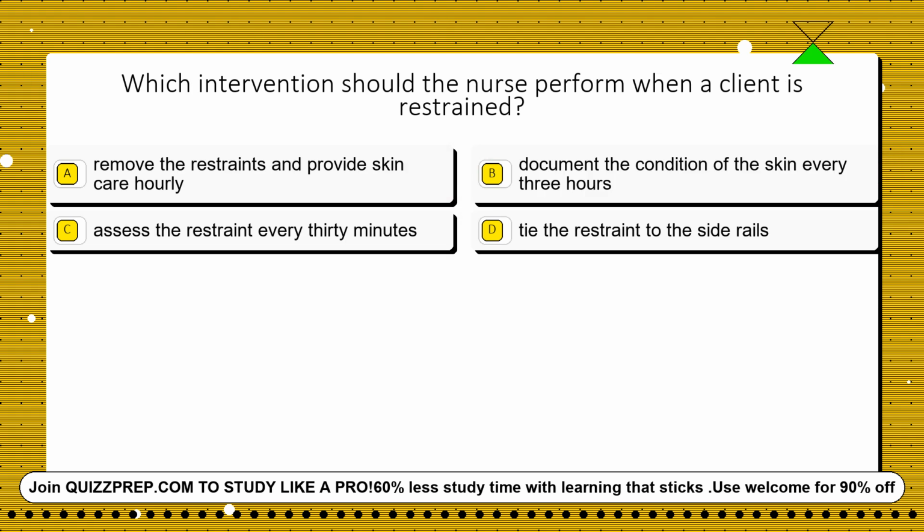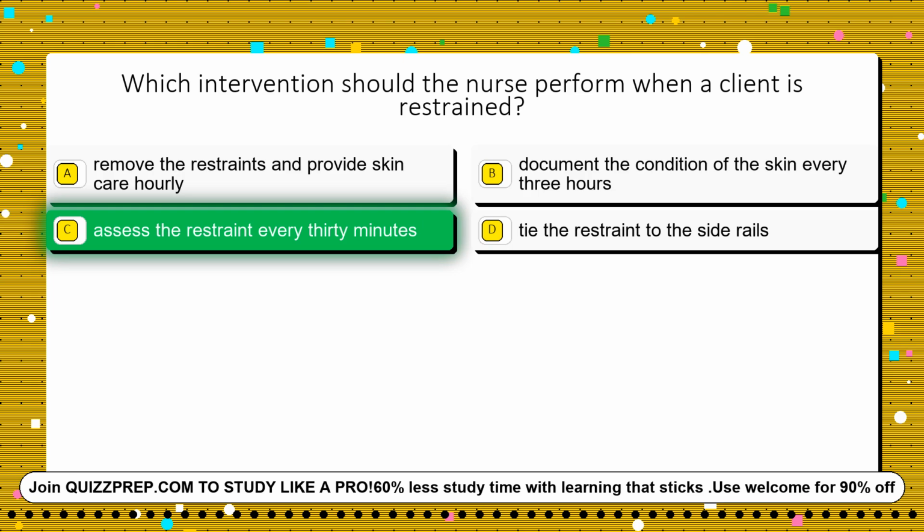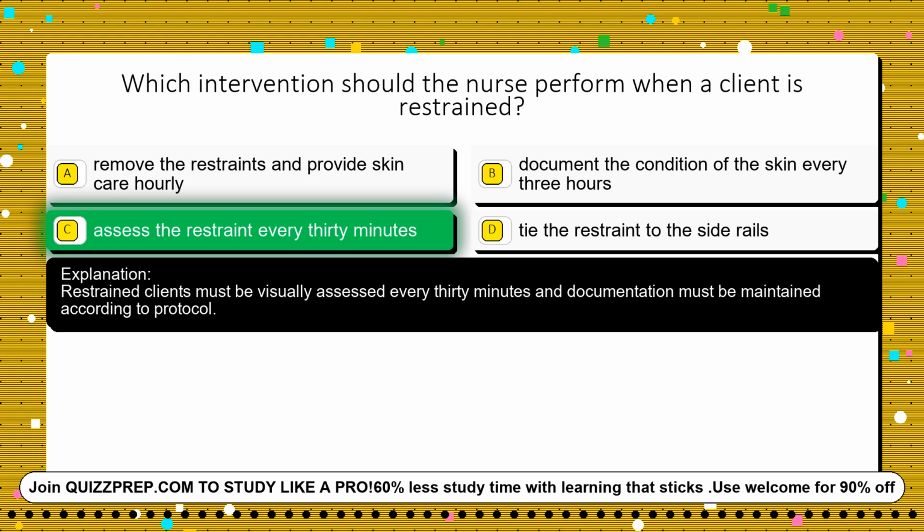Question 99. Which intervention should the nurse perform when a client is restrained? Option A. Remove the restraints and provide skin care hourly. Option B. Document the condition of the skin every 3 hours. Option C. Assess the restraint every 30 minutes. Option D. Tie the restraint to the side rails. The correct answer is option C. Assess the restraint every 30 minutes. Restrained clients must be visually assessed every 30 minutes and documentation must be maintained according to protocol.